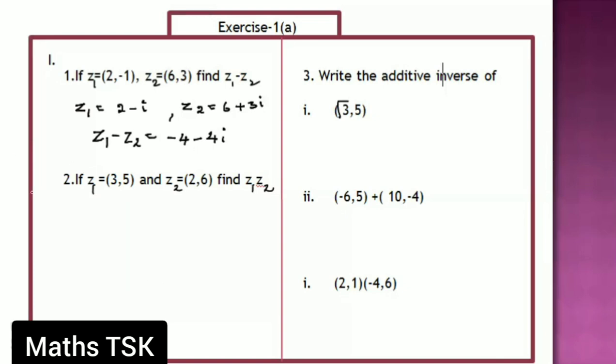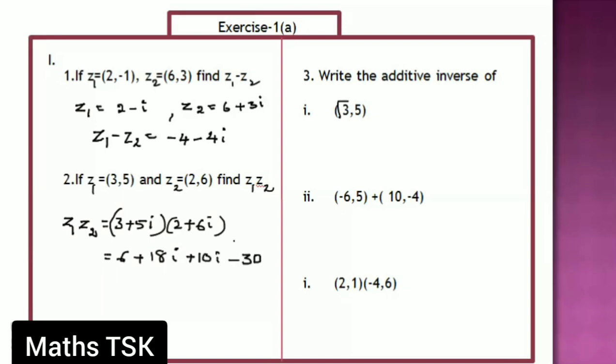Similarly, the second problem is given as z. We have to find z1 into z2. z1 into z2 is 3 plus 5i into 2 plus 6i. Multiply, so that you will get 3 into 6, 18i, plus 10i, and then minus 30i square. 30i square is minus 30. So the answer is minus 30 plus 6, which is minus 24, and then 28i. So that is z1 z2, minus 24 plus 28i.